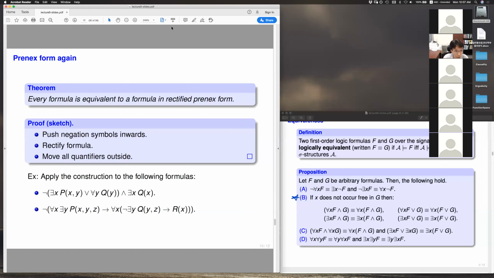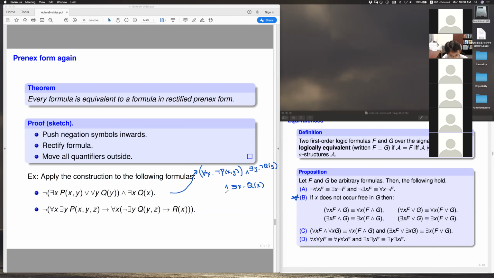Okay, so let me show you the answer here. We just follow the algorithm in the proof. The algorithm says first push the negation all the way inwards. If you do so, the outcome is going to be: for all x, negation of P(x,y), and conjunction of exists y, negation of Q(y), and conjunction of exists x, Q(x).